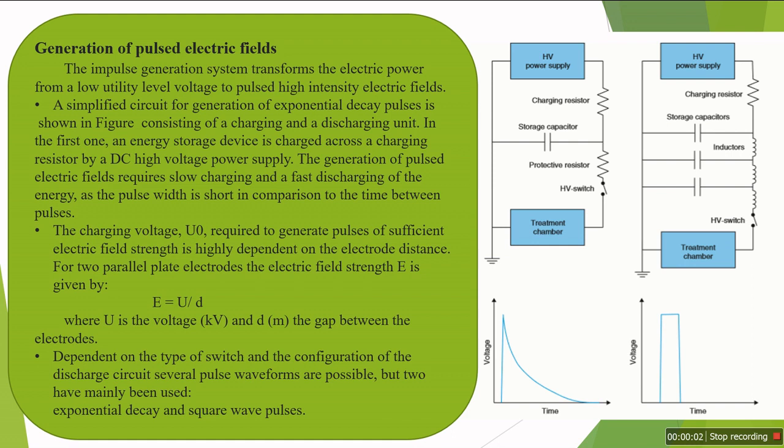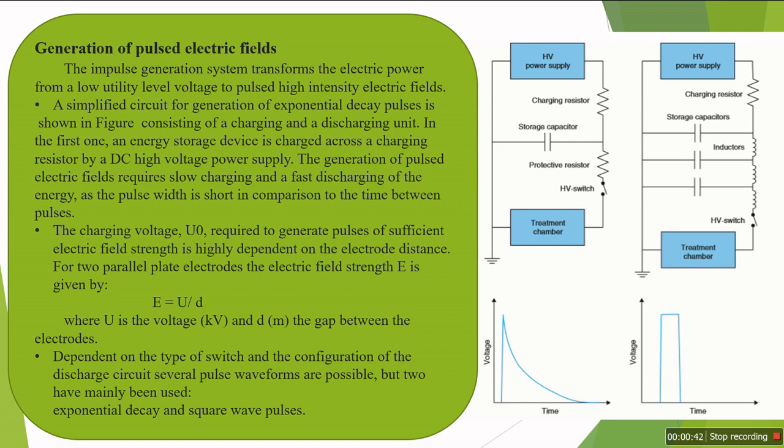Generation of pulse electric fields. The impulse generation system transforms the electric power from a low utility level voltage to pulsed high intensity electric fields. A simplified circuit for generation of exponential decay pulses is shown in the figure, consisting of a charging and a discharging unit. In the first one, an energy storage device is charged across a charging resistor by a DC high voltage power supply. The generation of pulse electric fields requires slow charging and fast discharging of the energy, as the pulse width is short in comparison to the time between pulses.